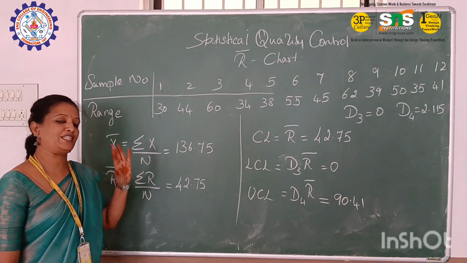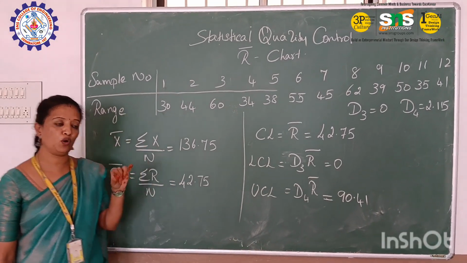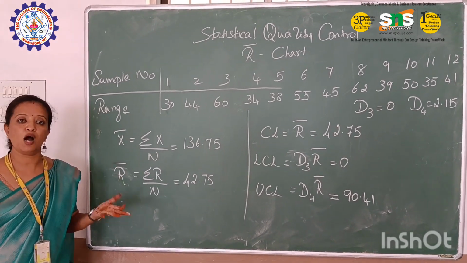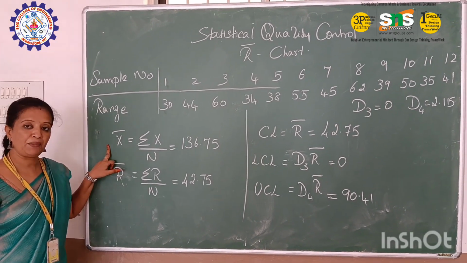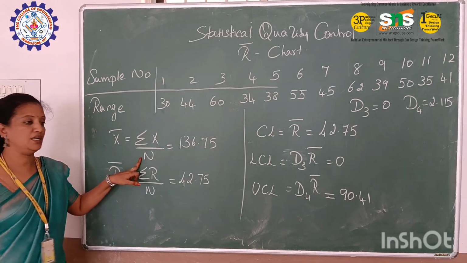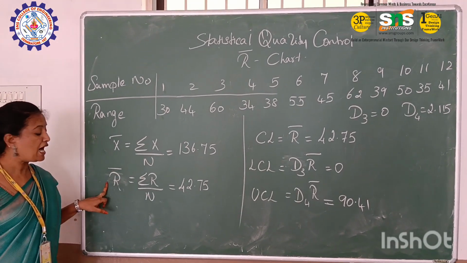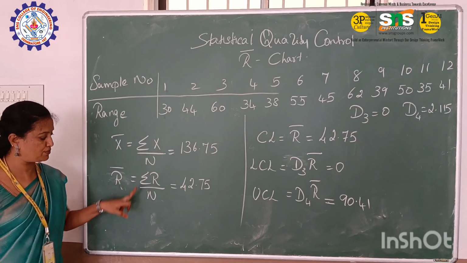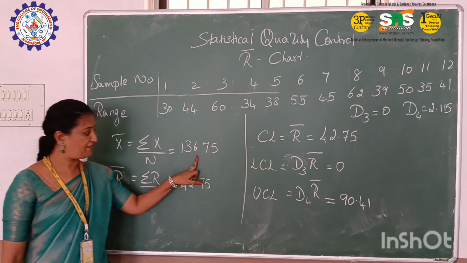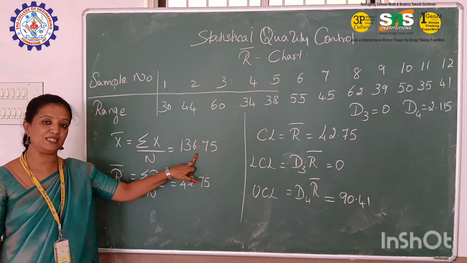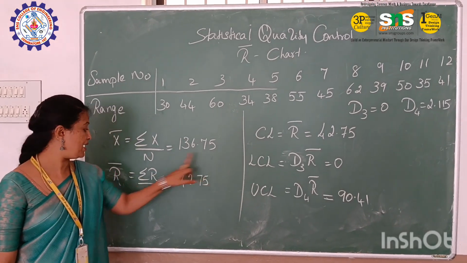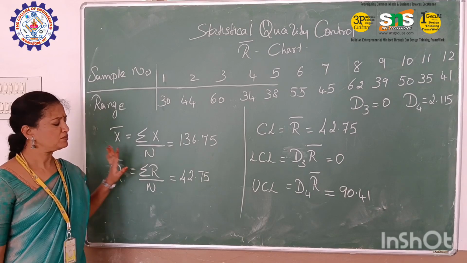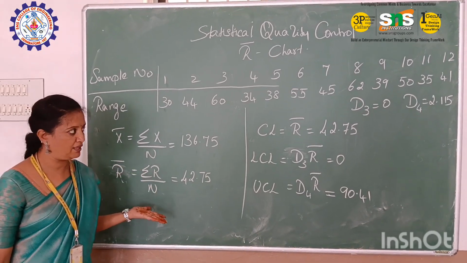Similar to the X bar chart, first we need to know the X bar value and R bar value. We saw how to calculate them. X bar means the sum of mean values divided by the number of terms. R bar means the sum of range values divided by the number of terms. We have already calculated them, and the value is 136.75 for X bar and 42.75 for R bar.